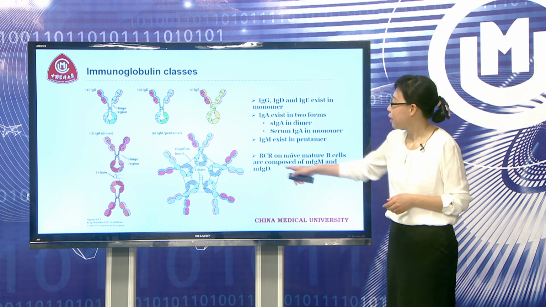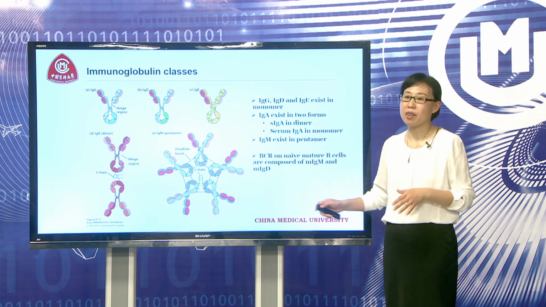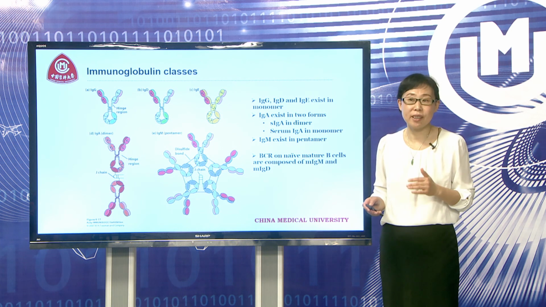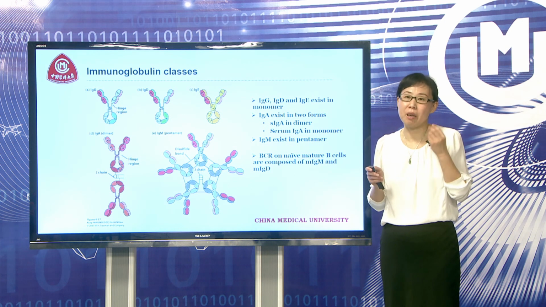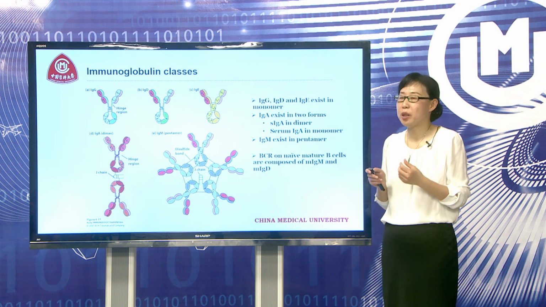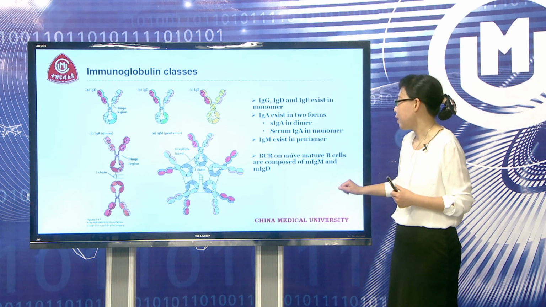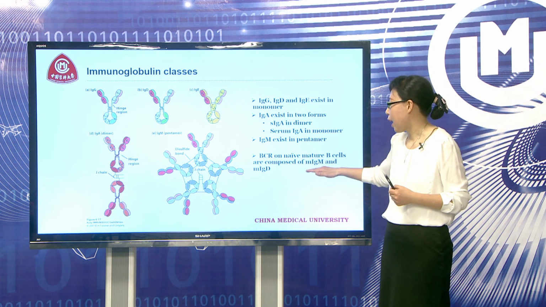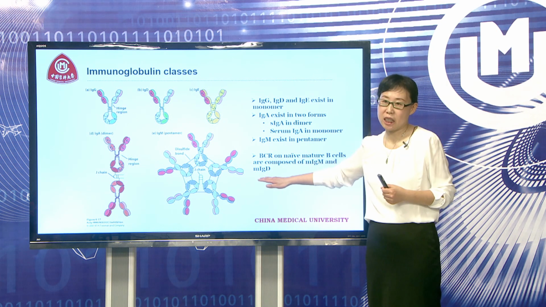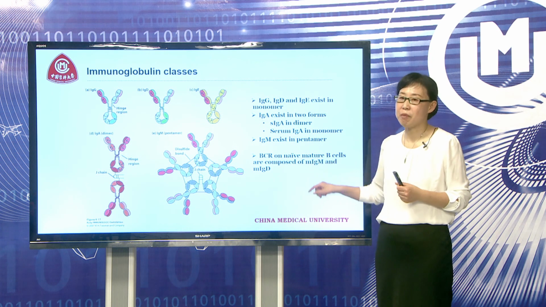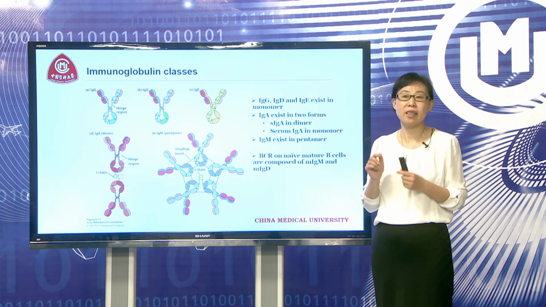And finally, the BCR, B cell receptor, on naive mature B cells is also composed of immunoglobulin. But this immunoglobulin is membrane-bound immunoglobulin. They are composed of IgM and IgD. But here, IgM is a monomer instead of a pentamer.